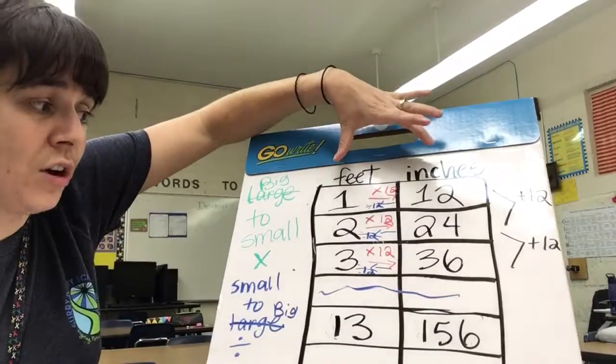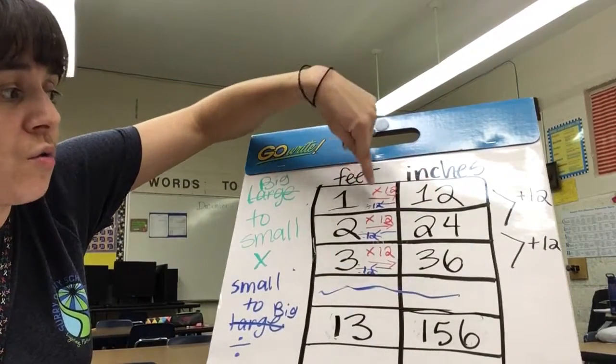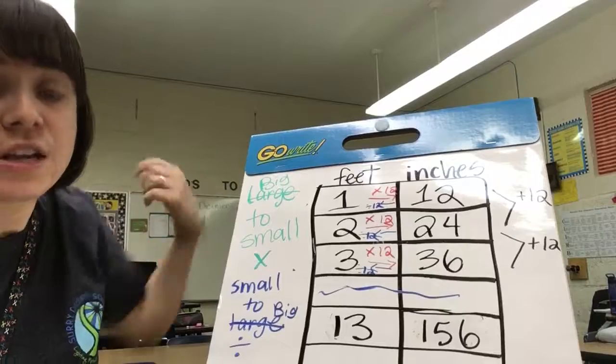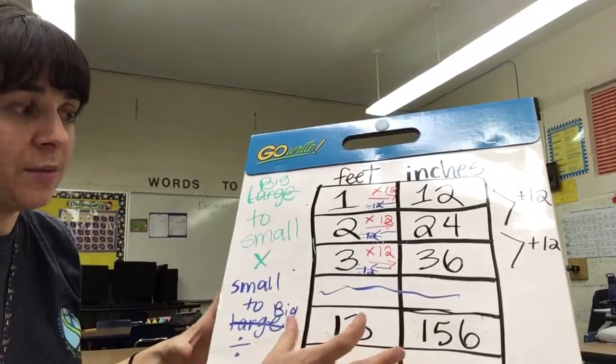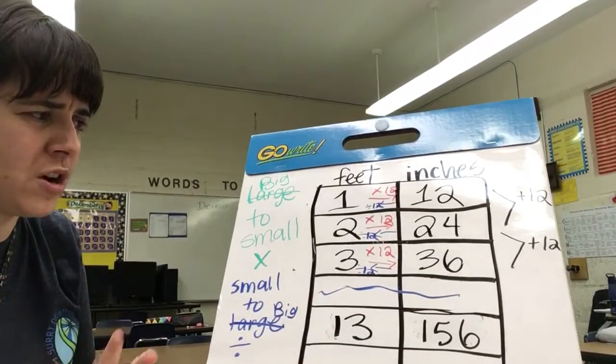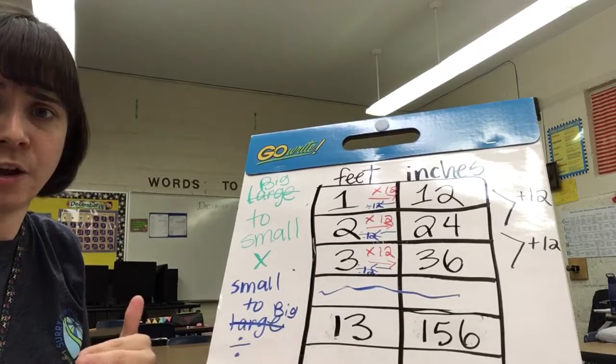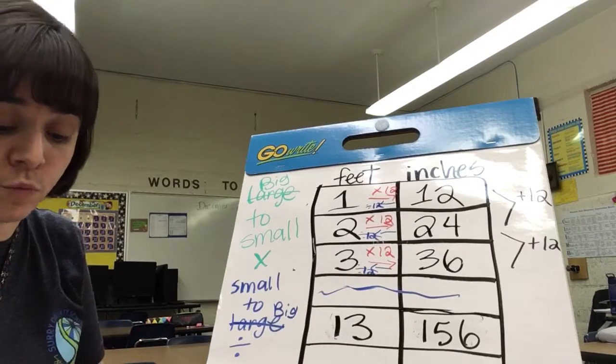But it helped that I started with a pattern and I know whether to multiply or divide. So you can always use this little table, this function table, this chart. You can always use that to kind of help with your conversions or changing from one unit to another.